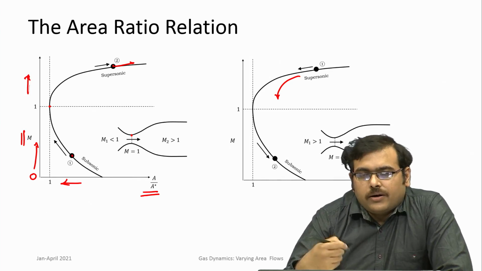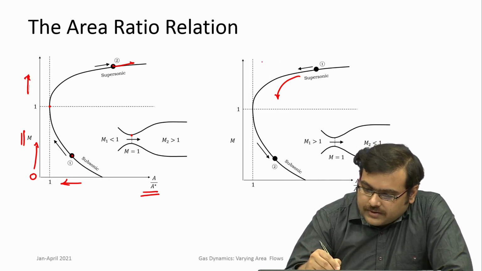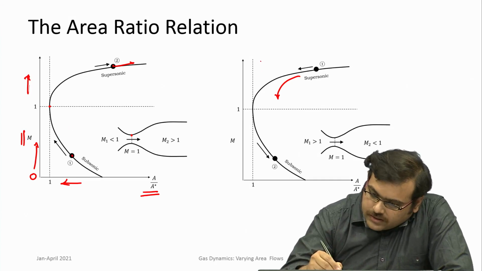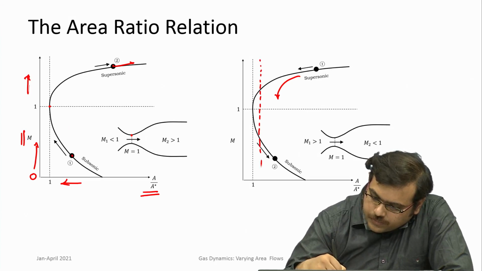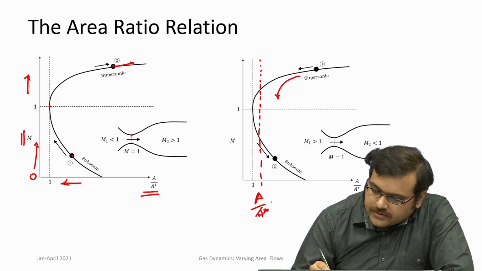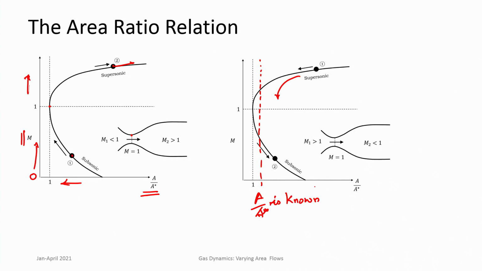Then another important point that you should observe in this graph is that if you take any area ratio in particular, so let me draw a curve here. If I know A by A star, so A by A star is known, then there are two solutions to Mach number.